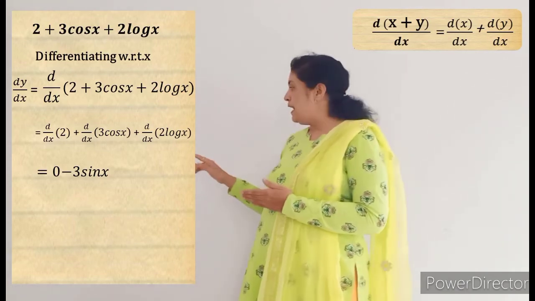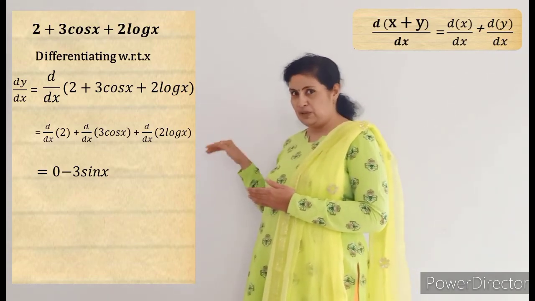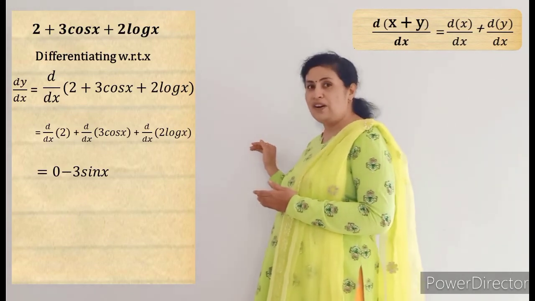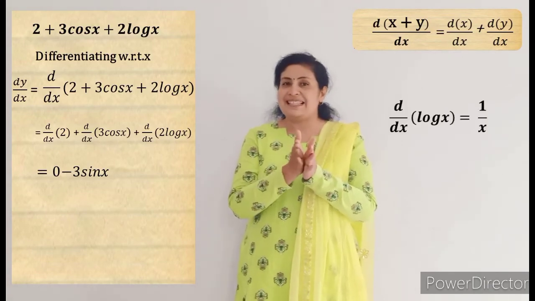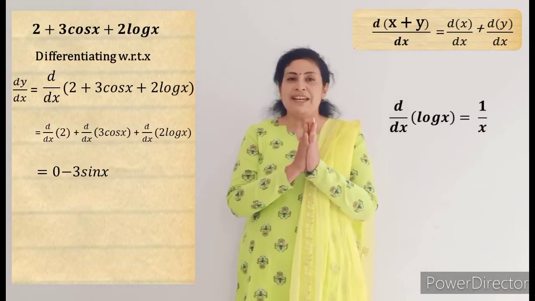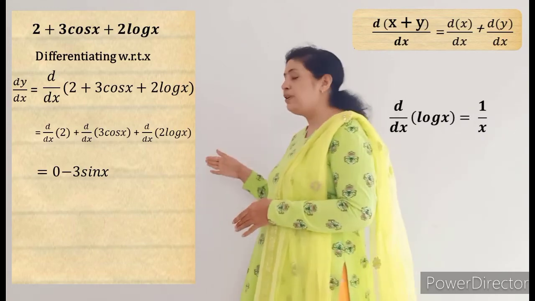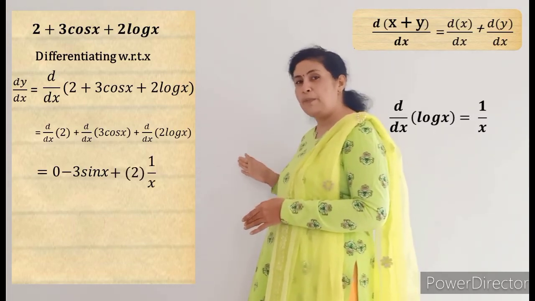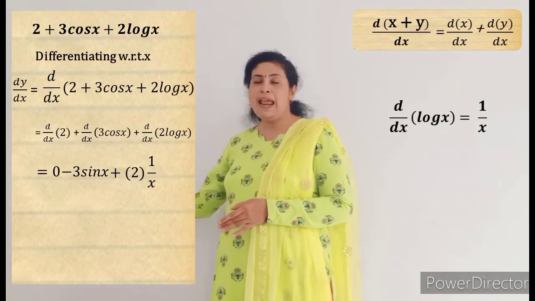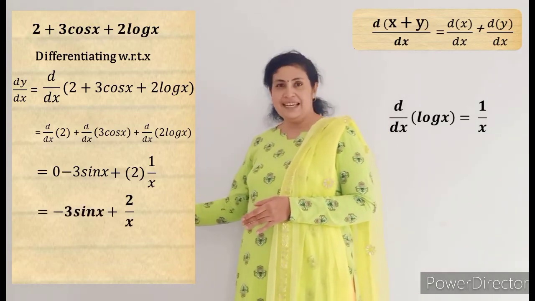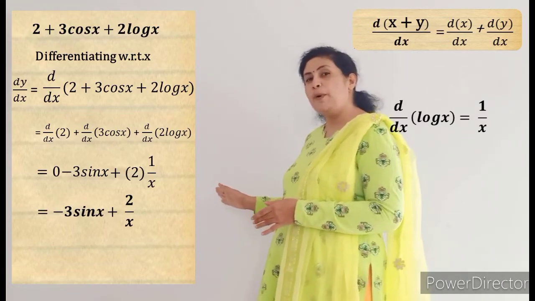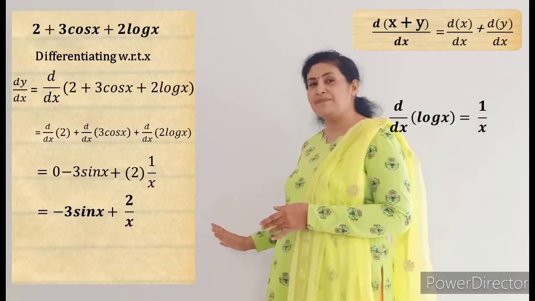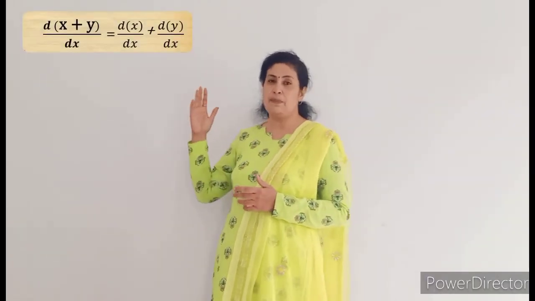Plus 2 will come outside, d by dx of log x. Now check the formula. The derivative of log x is 1 upon x. So it will be 2 into 1 upon x. So the final answer will be minus 3 sin x plus, you can directly write, 2 upon x. That's your answer.